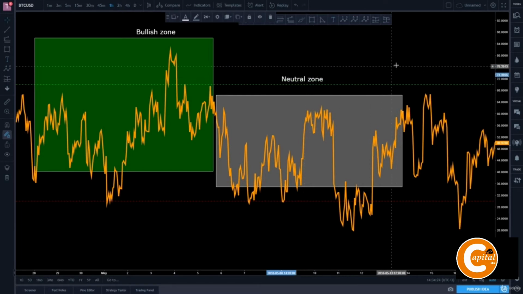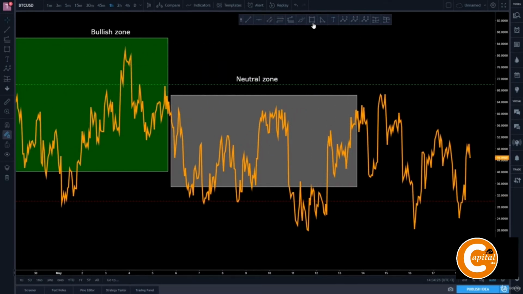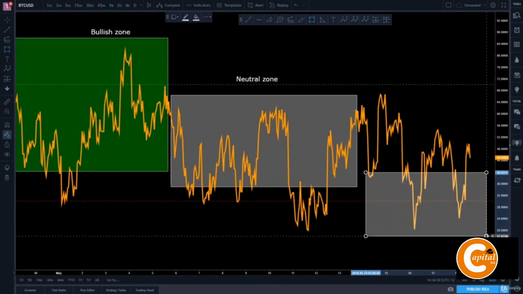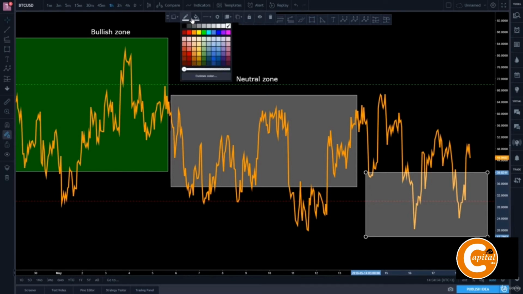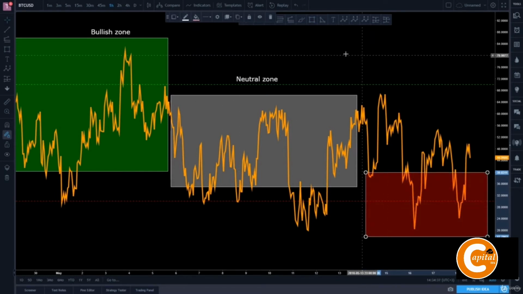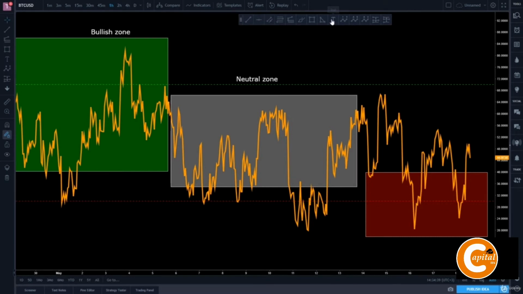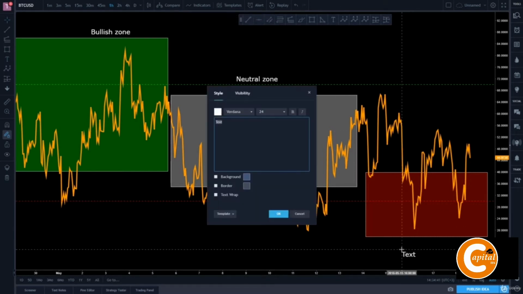The bearish zone is anywhere between the 40 or 45 range to well below 20. For this bearish zone, I will highlight it with a rectangle as well, and I will change the color to red. And I will annotate it here that this is the bearish area.